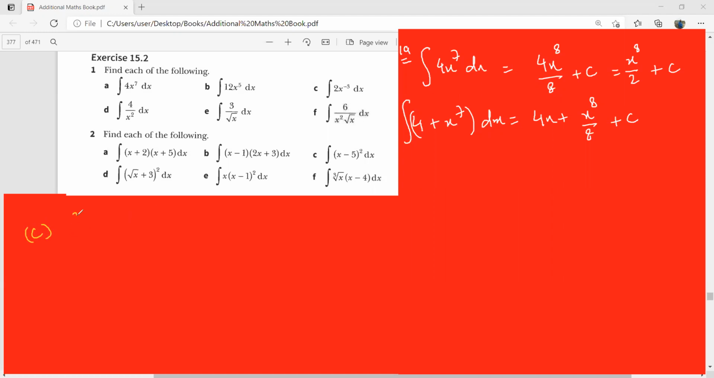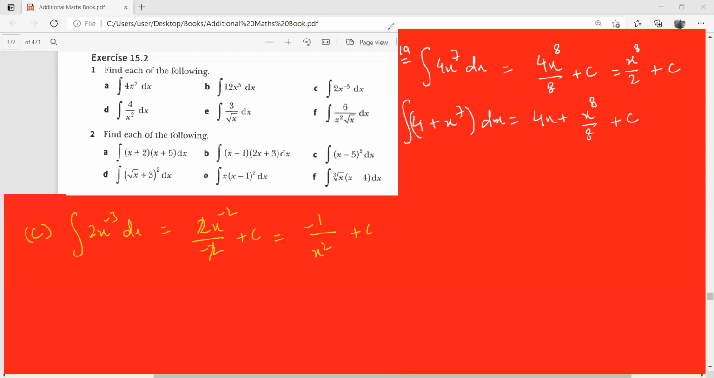Now, similarly, look at this C part. In the C part, you have 2x to the power minus 3 dx. So this is 2x to the power minus 2 over minus 2 plus c. So this is minus 1 over x squared plus c. When I cancel this 2 with the minus 2, I get minus. And when I move this x squared to the denominator, the power becomes positive. Okay?